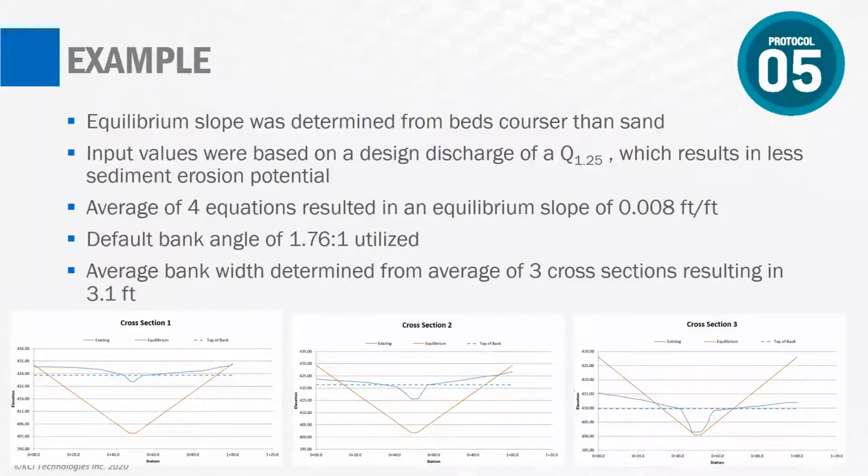Equilibrium slope was determined from the 4 equations specific for beds coarser than sand. The input values were based on a design discharge of a 1 1/4 year flow, which results in less sediment erosion potential. The average of the 4 equations resulted in an equilibrium slope of 0.8%. The default bank angle of 1.76 was utilized, and the average bottom width was 3.1. The average end area method was used, and cross sections were compared to determine the potential volume.